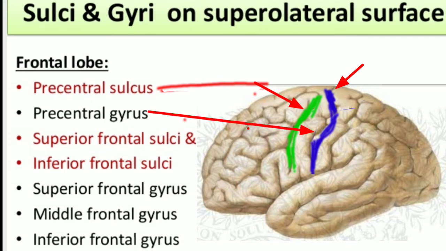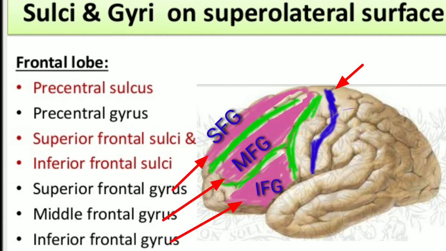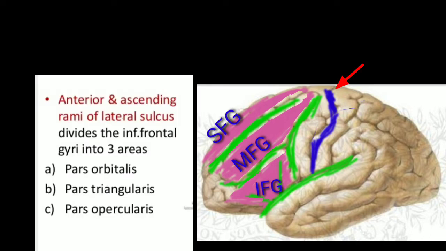Anterior to the precentral sulcus, there are two sulci called superior and inferior frontal sulci, which run horizontally. These sulci divide the region of frontal lobe in front of precentral sulcus into superior, middle, and inferior frontal gyri. The anterior and ascending rami of lateral sulcus divide the inferior frontal gyrus into three parts.